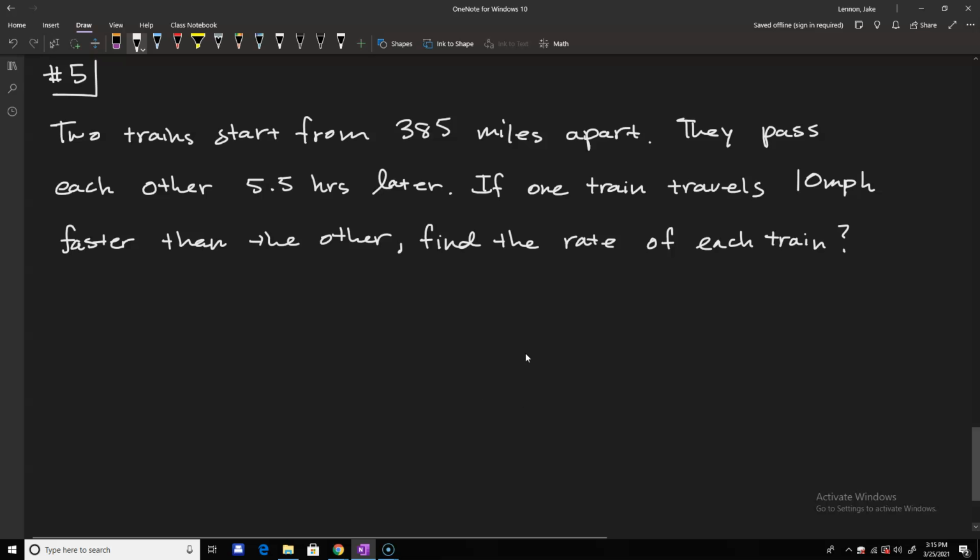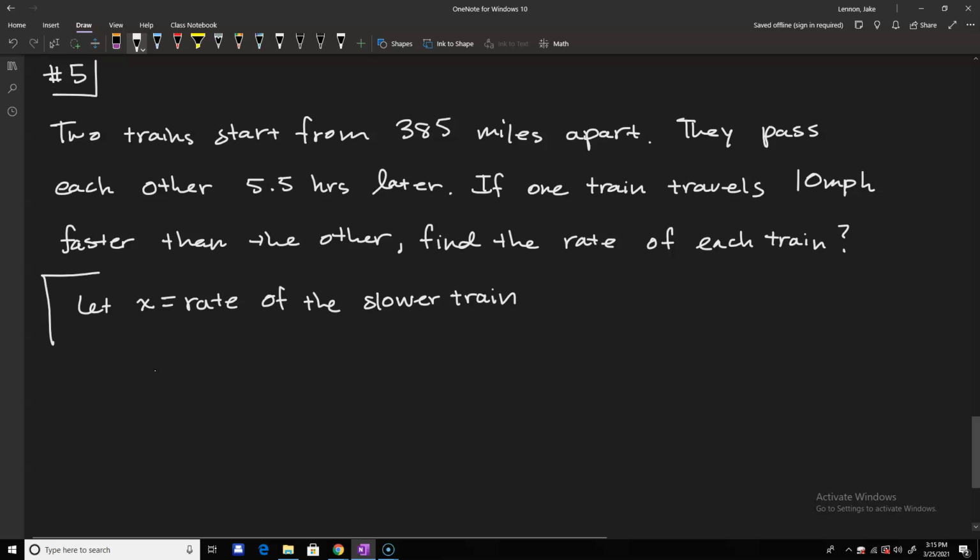So basically, I like to set these up using a distance equals rate times time chart, right? You probably remember that from grade school or high school. But distance equals rate times time comes up in these word problems all the time. So the thing we want to do is let x be the rate of the slower train. I just like to do that because then we know the faster train is going to be x plus 10. So it's really easy to set up.